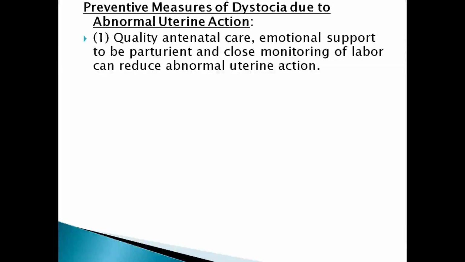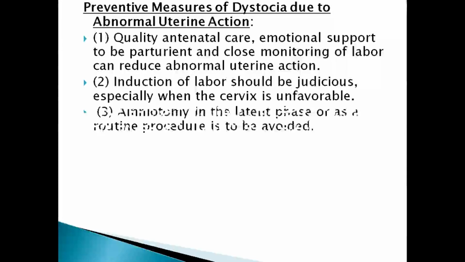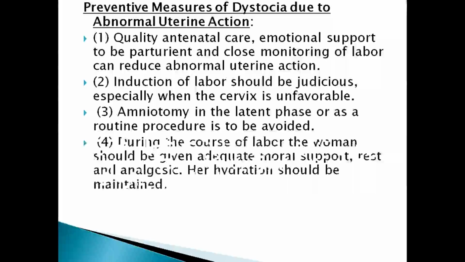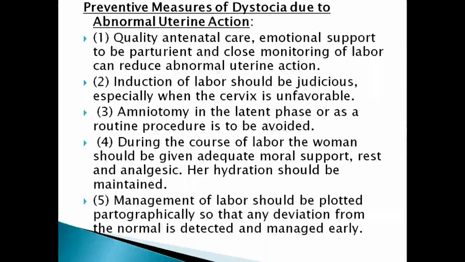Preventive measures of dystocia due to abnormal uterine actions include quality of antenatal care, emotional support to the parturient, and close monitoring of the labor, which can reduce abnormal uterine action. Induction of labor should be judicious, especially when the cervix is unfavorable. Amniotomy in the latent phase or as a routine procedure is to be avoided. During the course of labor, the woman should be given adequate moral support. Rest, analgesia and hydration should be maintained. Management of labor should be plotted on a partograph so that any deviation from the normal is detected and managed early.